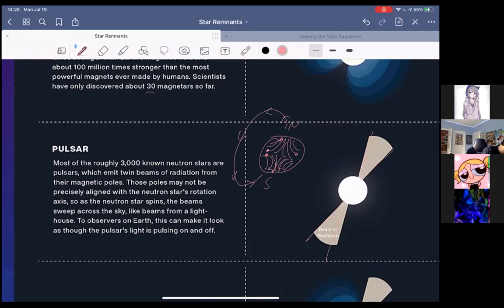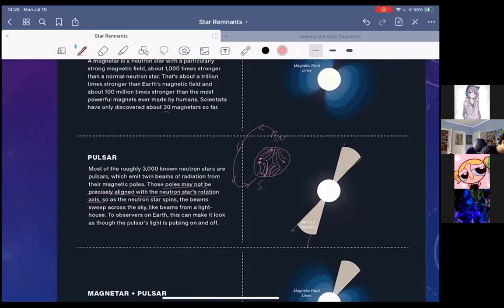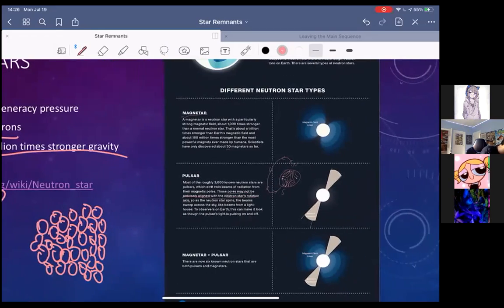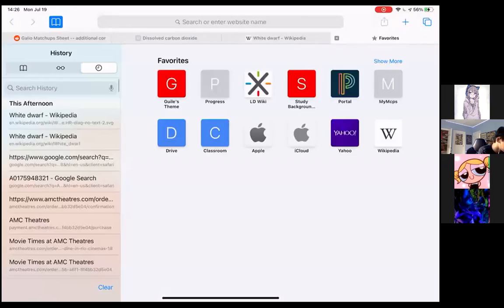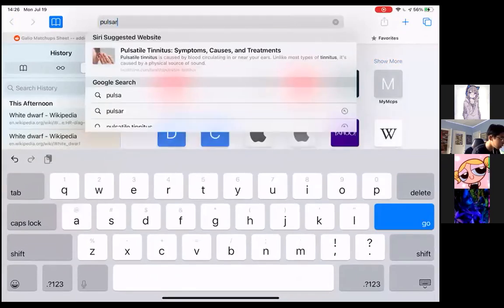And so sometimes, what they say is that these poles are not precisely aligned with the neutron star's rotation axis. And I'm going to show what that means. And they become what they call a lighthouse in space. I think this is really cool. So let me search up pulsar.